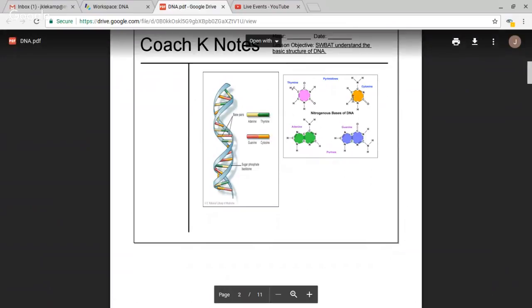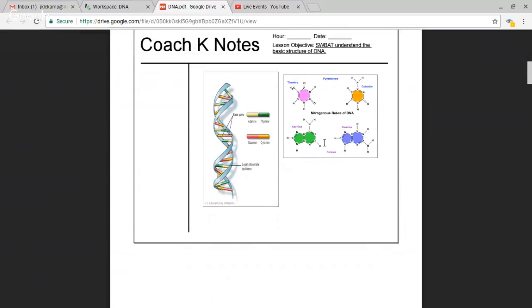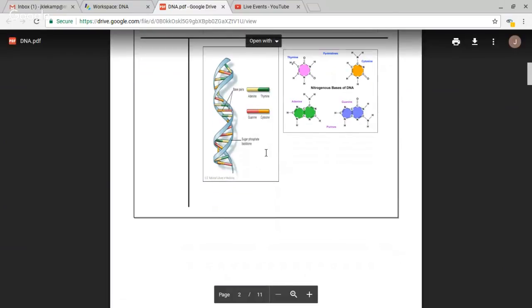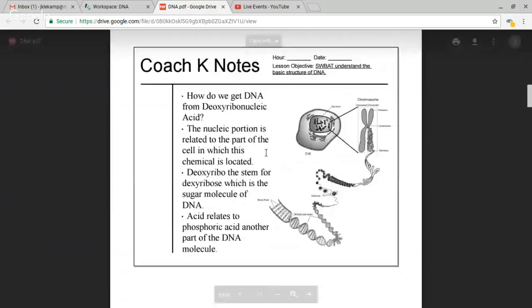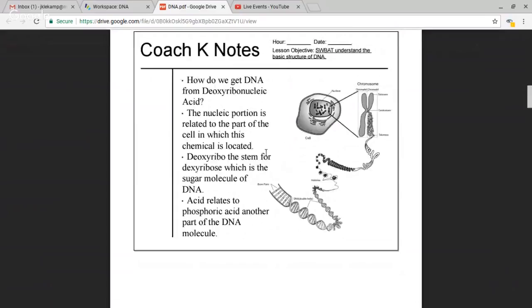And as you can see, here they are structurally. The pyrimidines are a single carbon ring, while the purines are a double carbon ring. And that's kind of how they fit together, in the middle being held together by hydrogen bonds also. So how do we get DNA from the deoxyribonucleic acid? The question is, how do we understand, or why do we think of it that way?